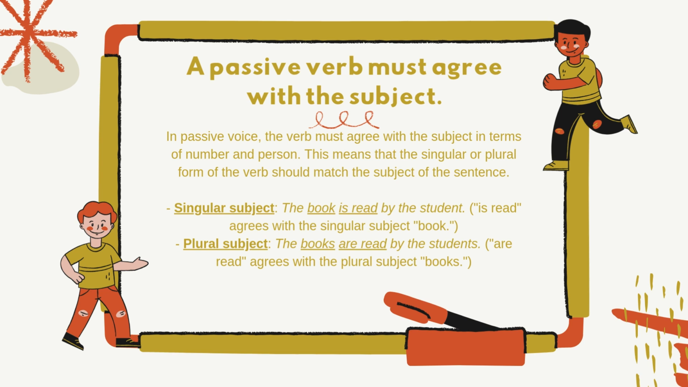What happens if we had more than one book? If we had a plural subject, the books are read by the students. You can see the change now, right? Books is plural. It is more than one book. In that case, the form of the passive verb should be also plural. We use are, not is. Are with plural and is with singular. Are read agrees with the plural subject, books.